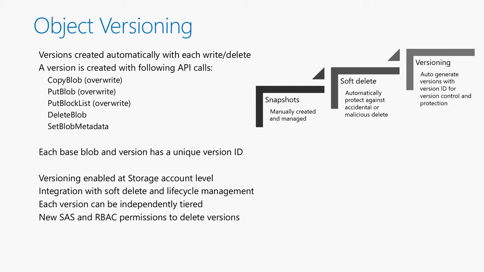But now with versioning, you're able to upload the same name, same blob name, but it generates a version ID. So you can have two of the same blobs, but with different version IDs. So you can actually serve them and access them independently.